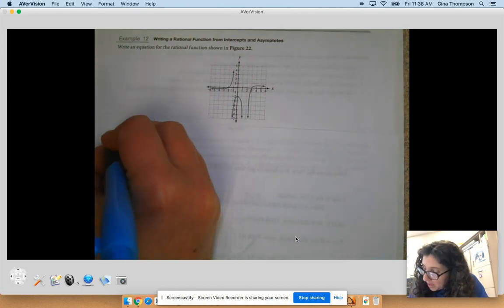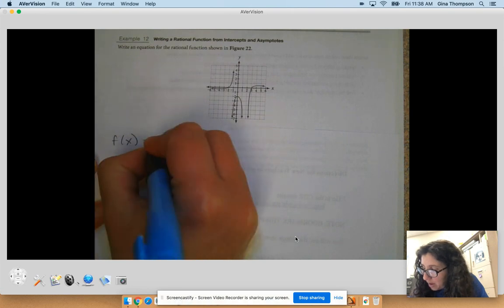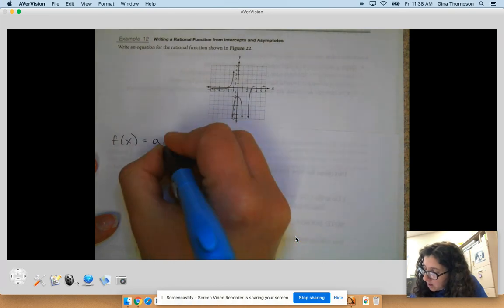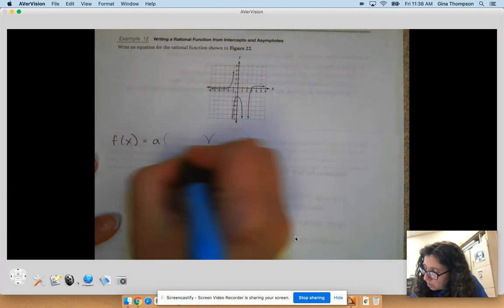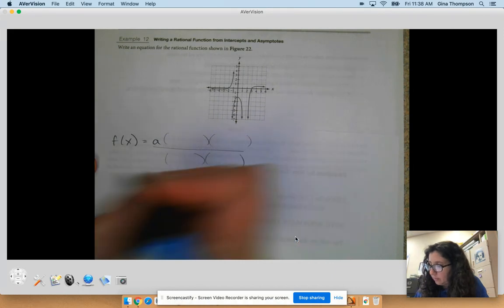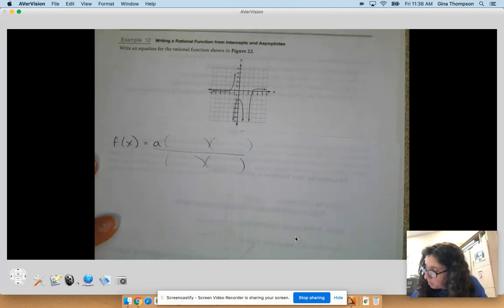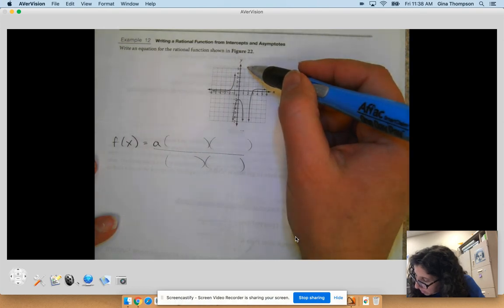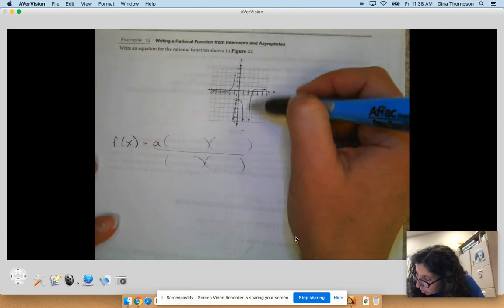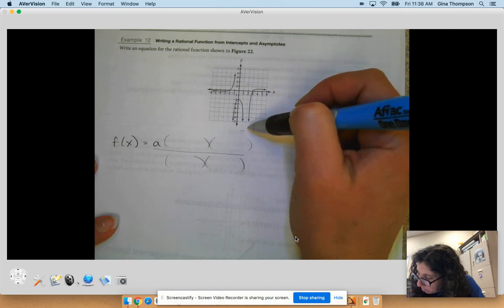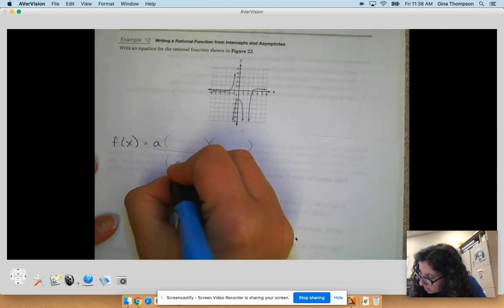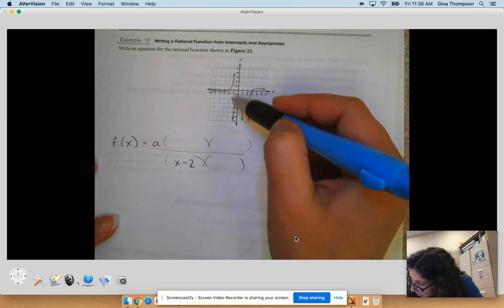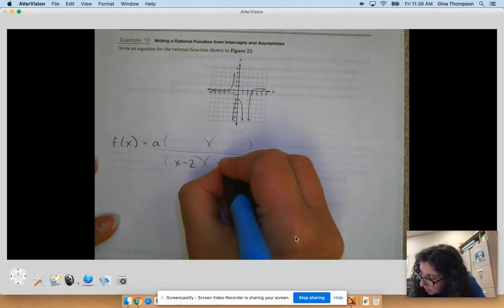Okay, well, we're going to have something of the form A, some constant, and then we're going to have some factors. What factors can we tell already? Well, at x equals 2 we're going to have a vertical asymptote, so I'm going to write x minus 2 down there. And we have a vertical asymptote at -1, so I'm going to write an x plus 1 there.